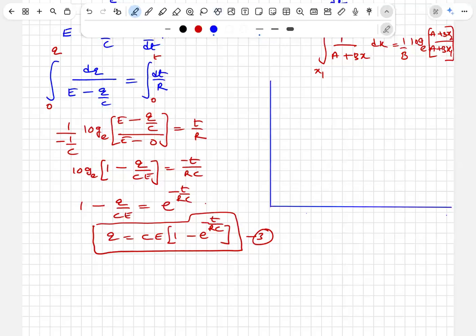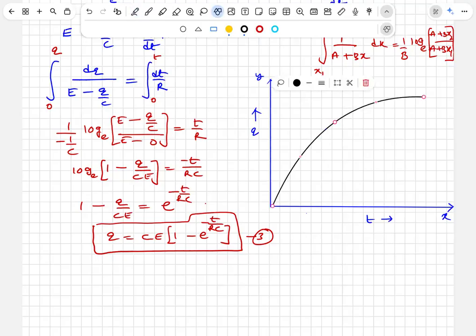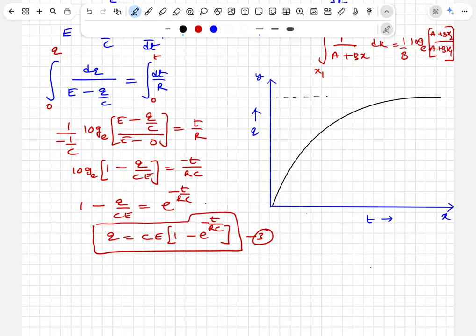If you plot a graph taking time along the x-axis and charge along the y-axis, you'll get a graph like this. That steady state charge is called the steady state charge.